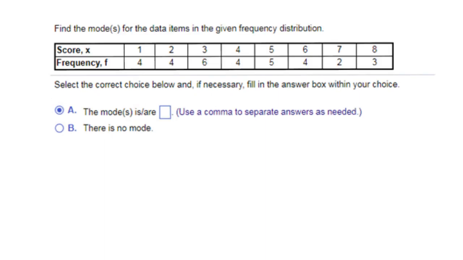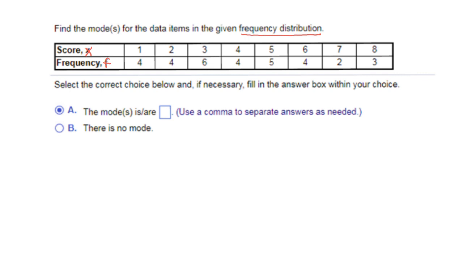So for this problem, it says find the mode or modes for the data items in the given frequency distribution. Again, this is a frequency distribution, so we don't have all these numbers listed individually, but we could if we wanted to. It would just take a while. So in this case here, we have our score, which is the X value, and in the second row, we have our frequency, or F. So you have to find the mode.